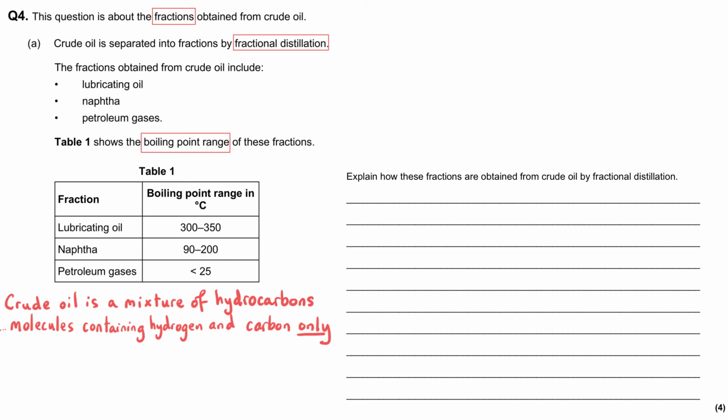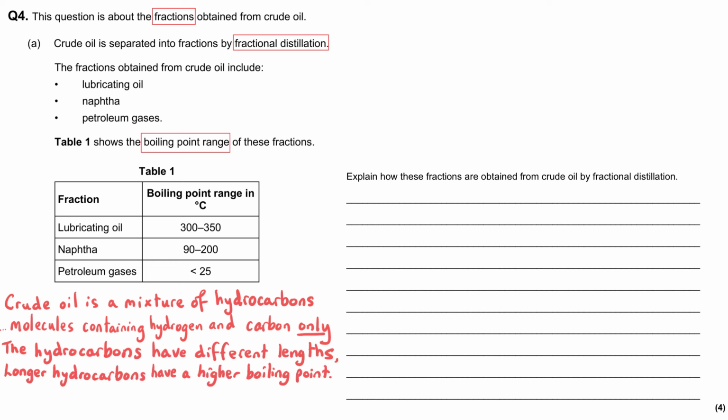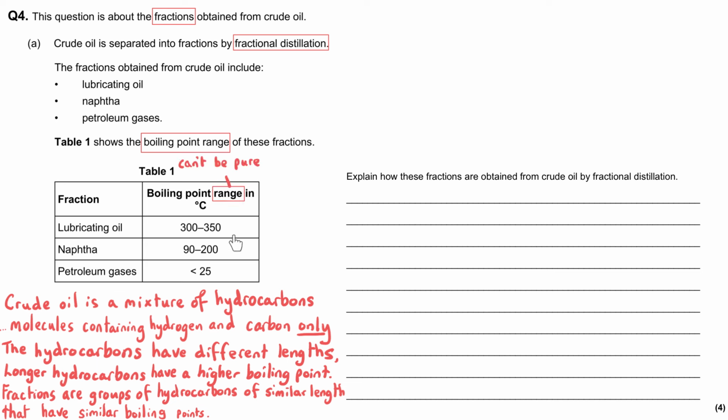These hydrocarbons vary dramatically in length. The very long hydrocarbons have got a higher boiling point than the shorter hydrocarbons. And when we separate them out using fractional distillation, we don't separate them out entirely, we separate them out into groups of similar length hydrocarbons, which are referred to as fractions. And we can tell that it's not totally pure because the boiling points have got a range.